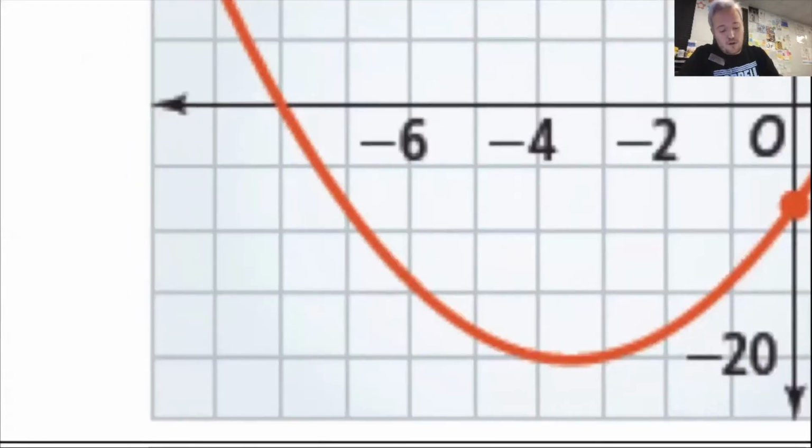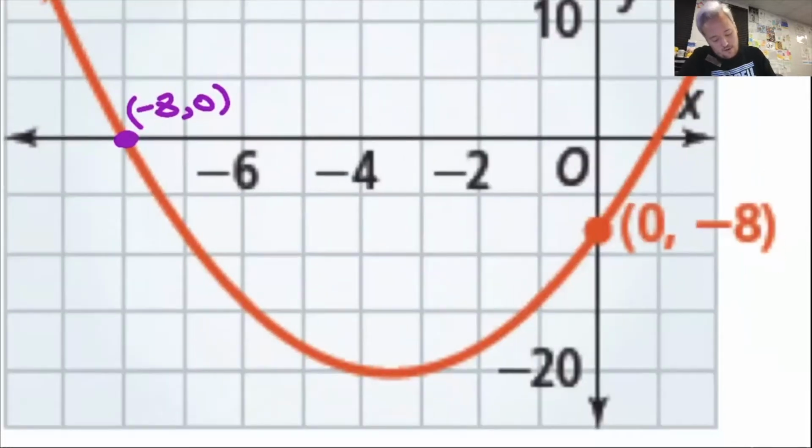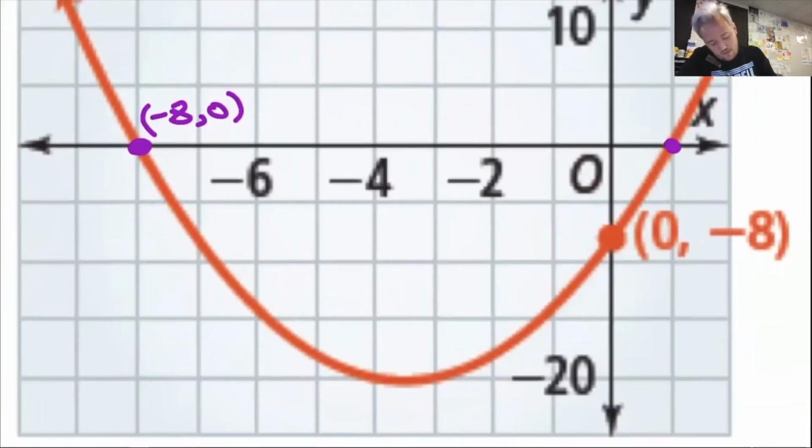All right, so to start off, I'm going to identify the roots. So my roots are where it crosses the x-axis. So I'm going to have negative 8, comma 0. And over here, we have 1, comma 0. So those are the 2 roots I'm going to work with.